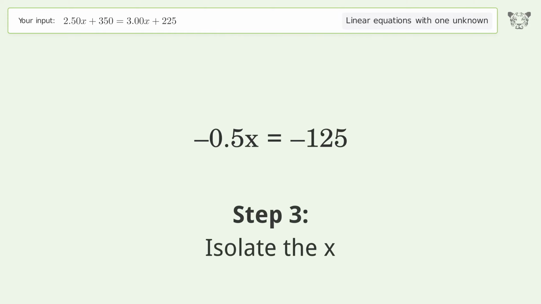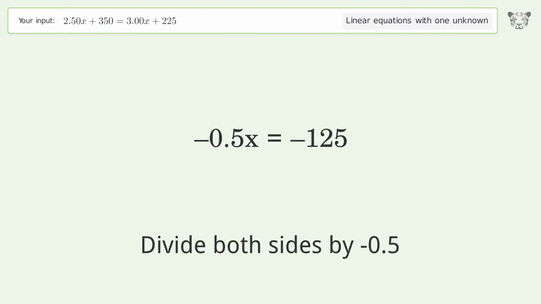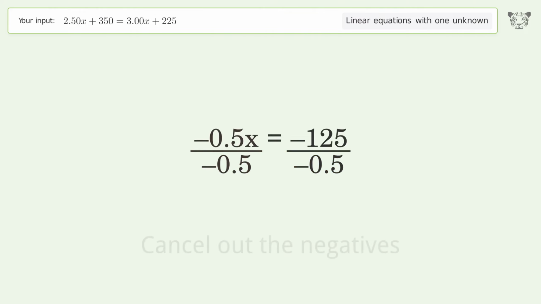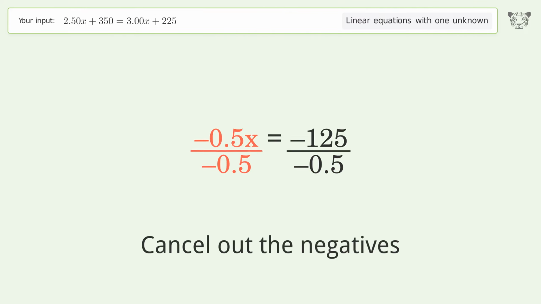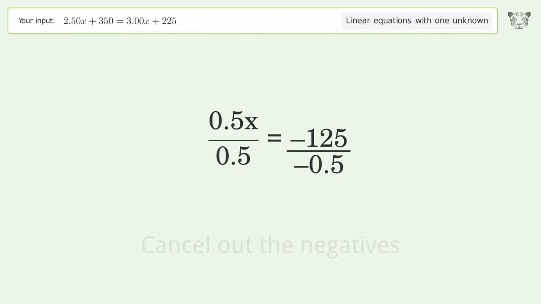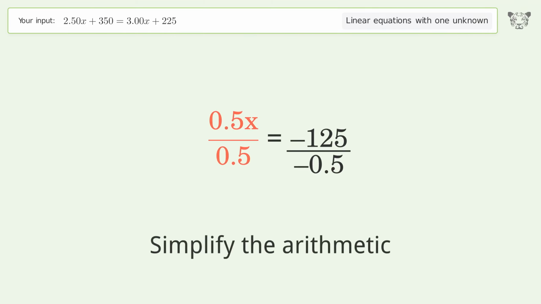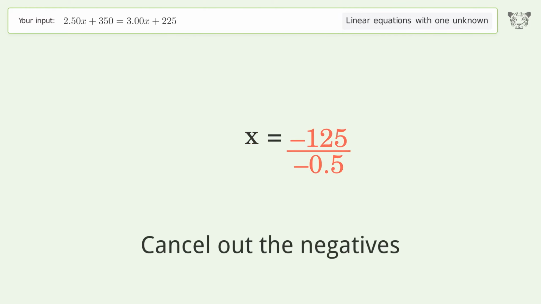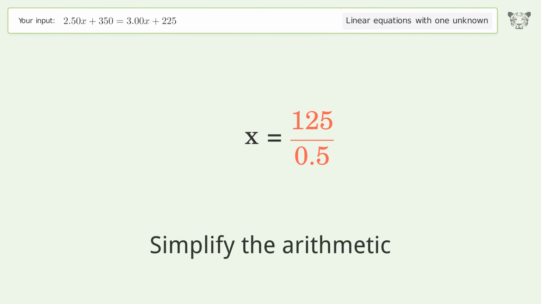Isolate the x. Divide both sides by -0.5. Cancel out the negatives. Simplify the arithmetic. Cancel out the negatives. Simplify the arithmetic.